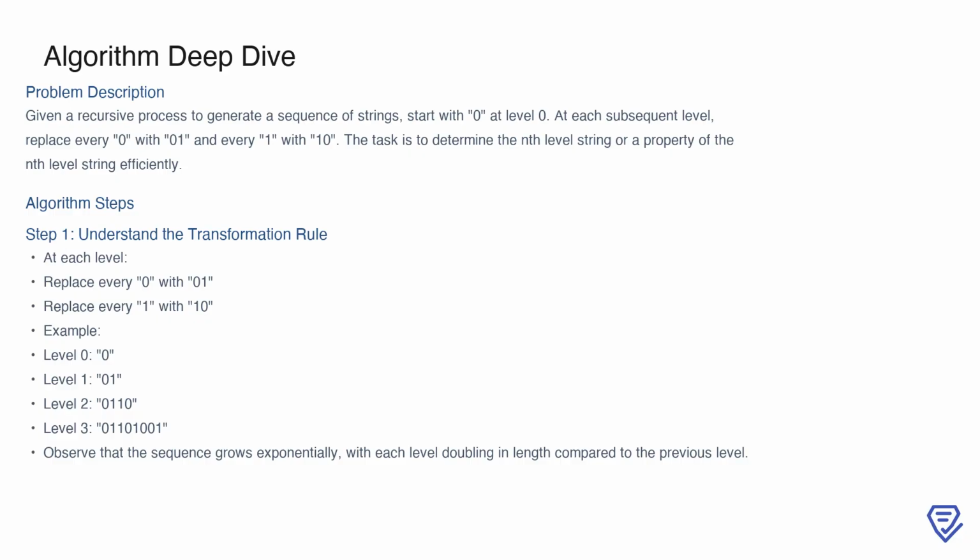To solve this problem, we need to understand the recursive process that generates the sequence. Starting at level 0, the sequence begins with just 0. At each subsequent level, every 0 in the string is replaced with 01, and every 1 is replaced with 10. For example, level 0 is 0, level 1 transforms into 01, level 2 becomes 0110, and level 3 further expands into 01101001.